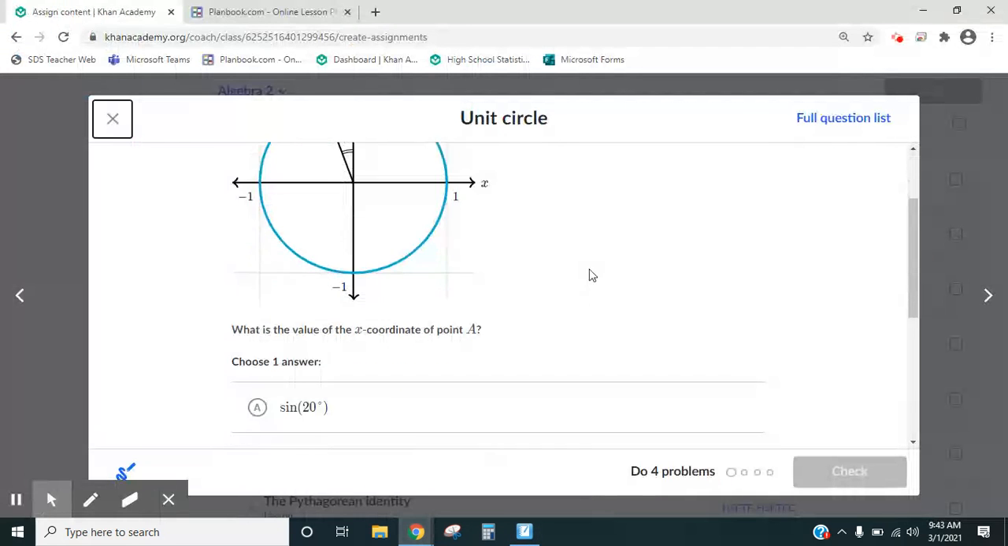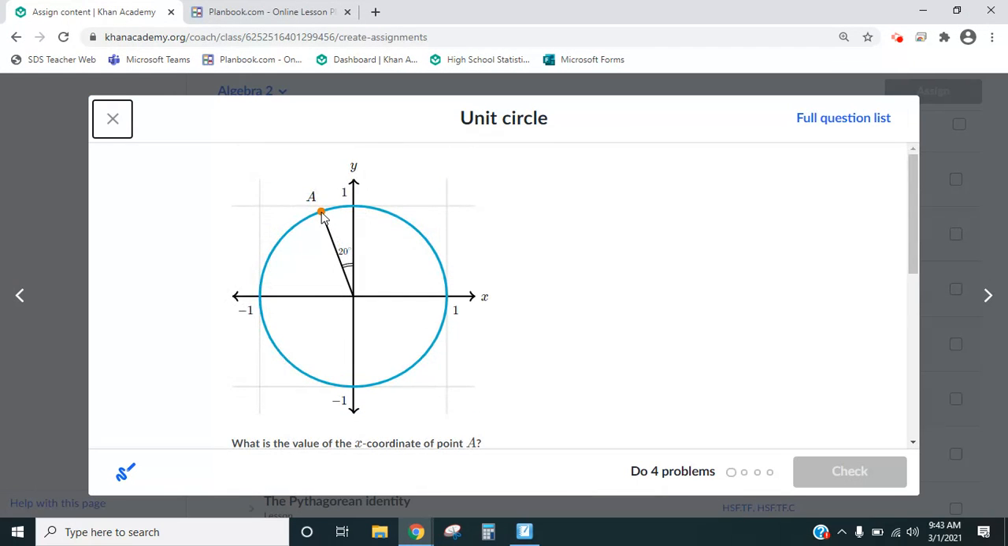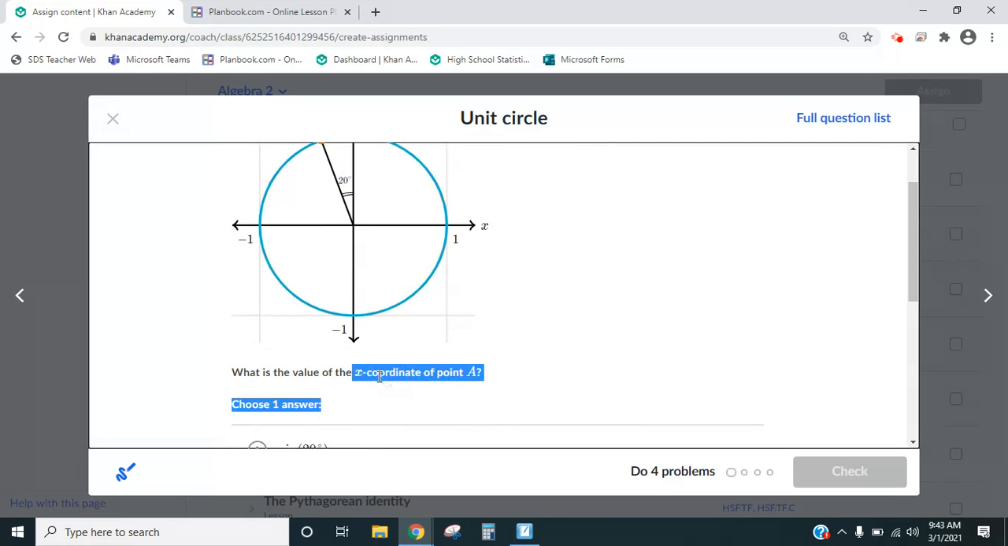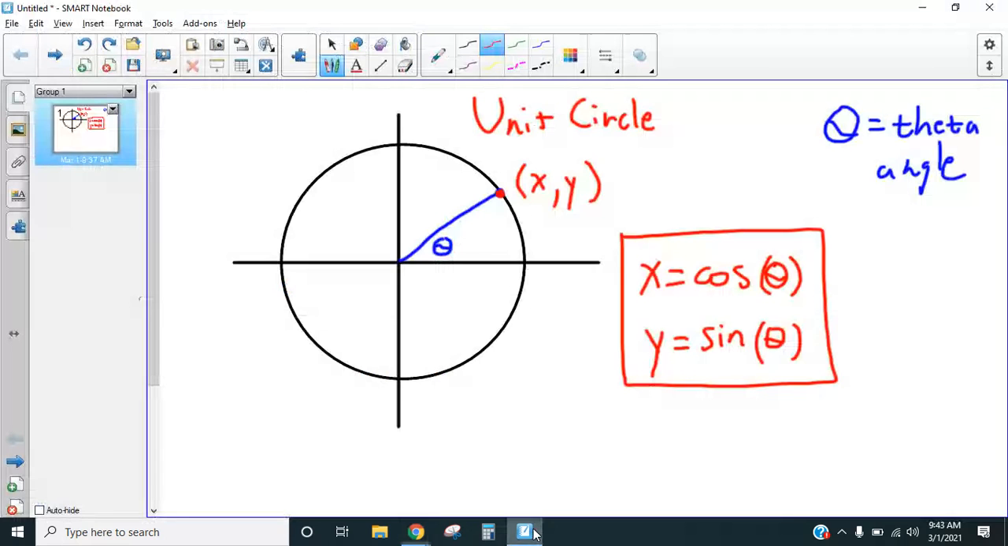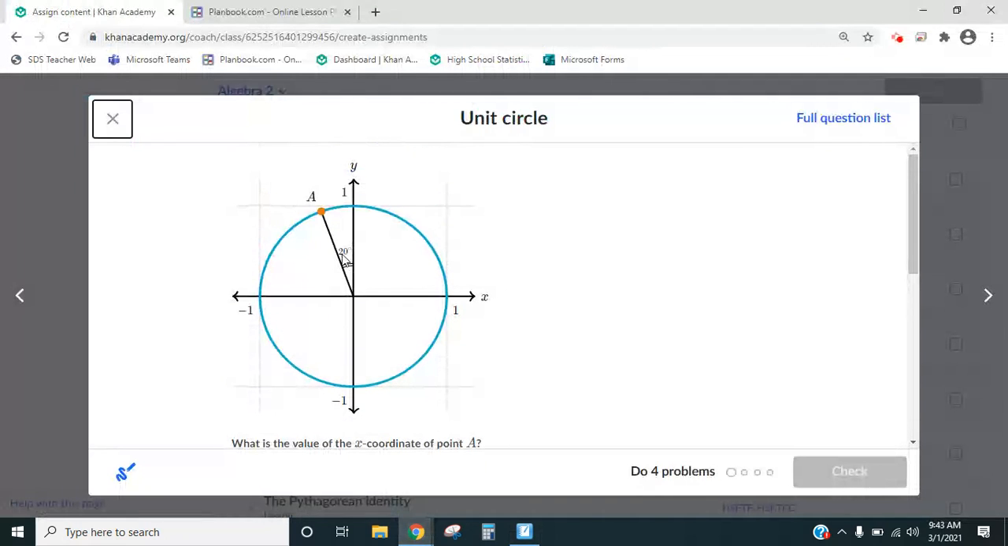It's going to ask you what is the value of the x-coordinate of point A. So there's point A. What is the value of the x-coordinate? All right, so what did I say about the x-coordinate? It's the cosine of the angle, right? Now, if we look up here, it says 20.